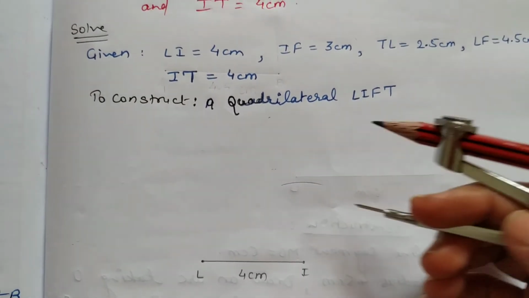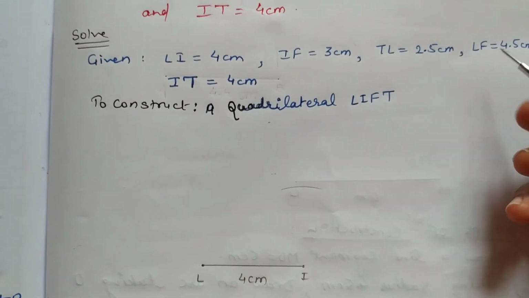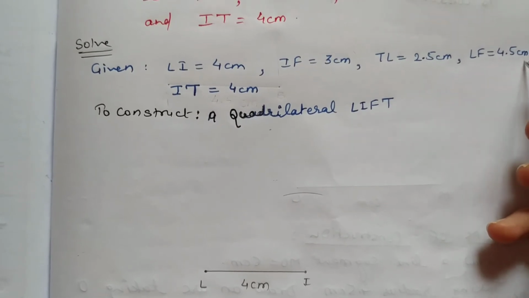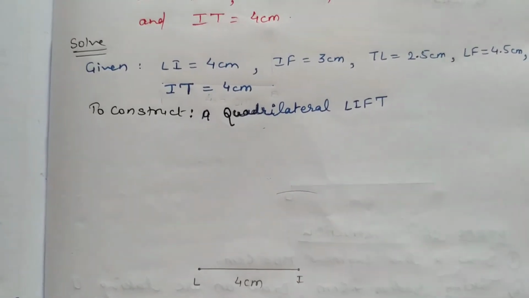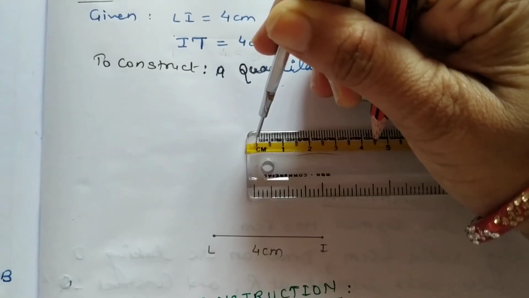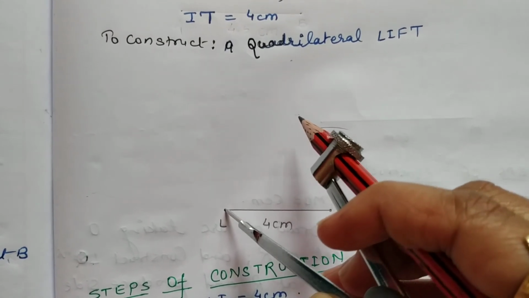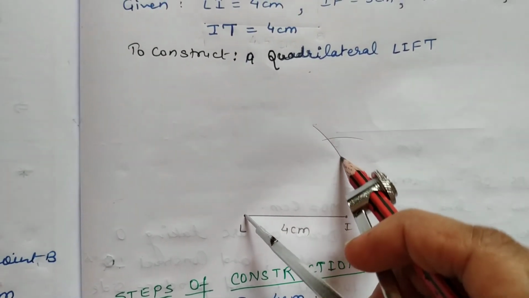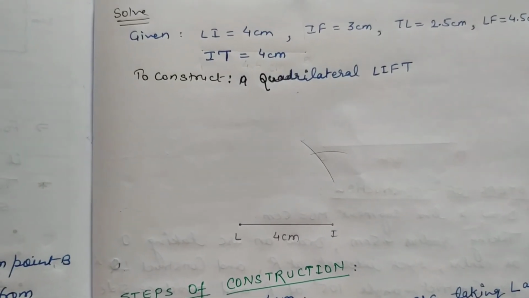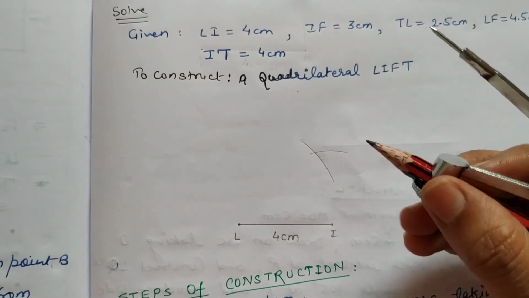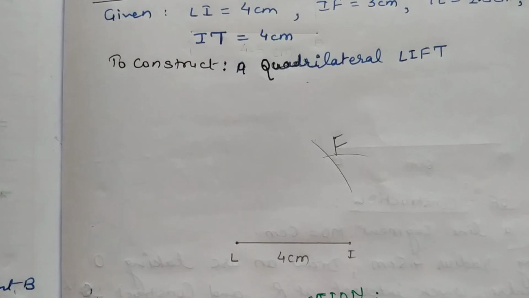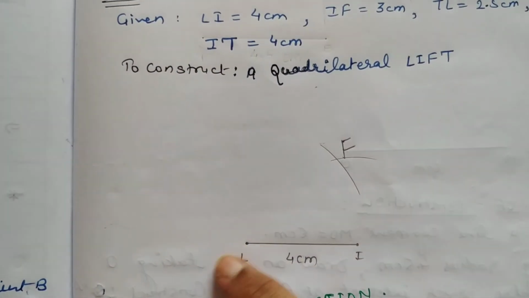So on this arc we can get our point F. Now draw LF by taking radius 4.5 cm and L as the center. Now draw an arc of radius 4.5 cm. This arc intersects your previous arc at point F. Join FI and LF.